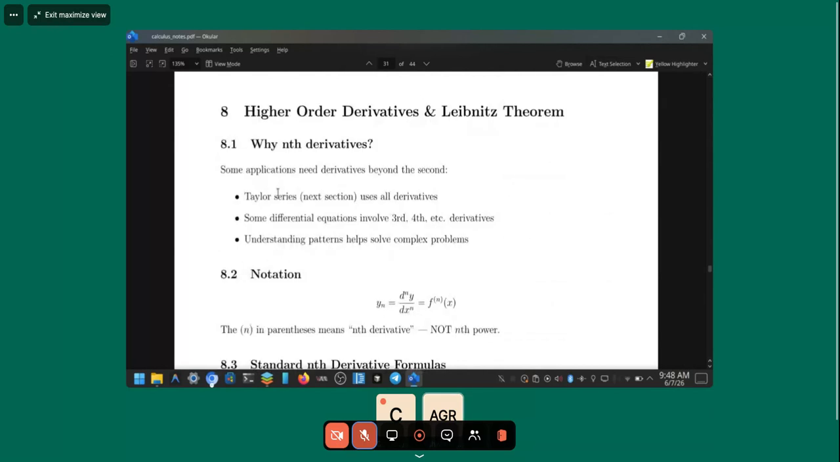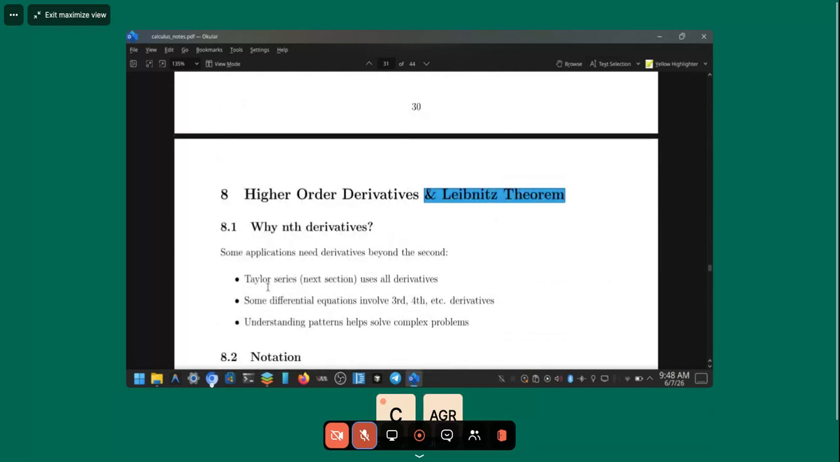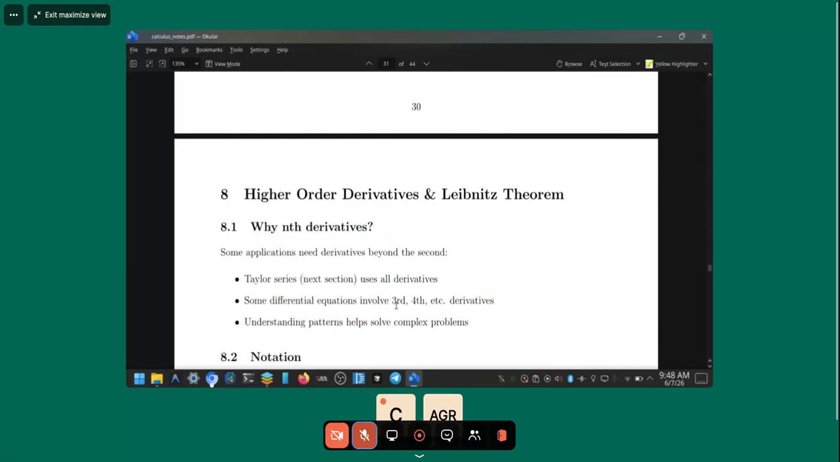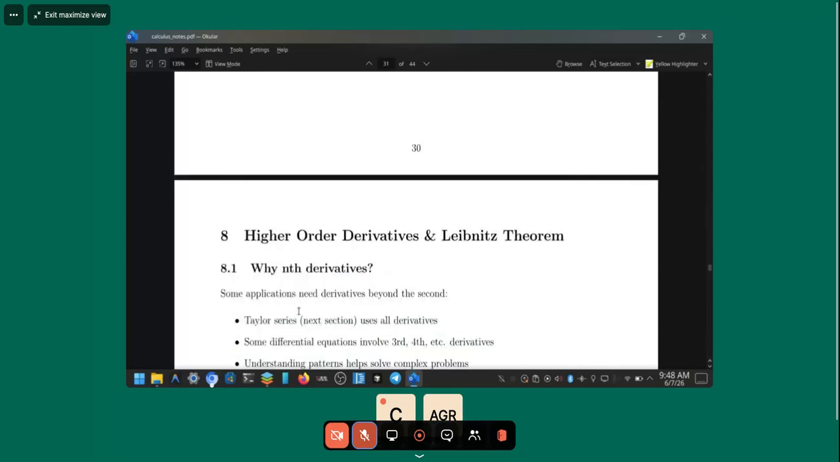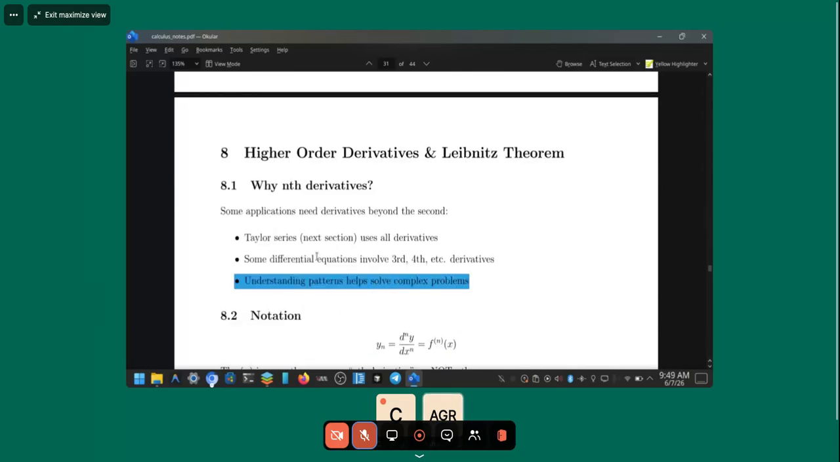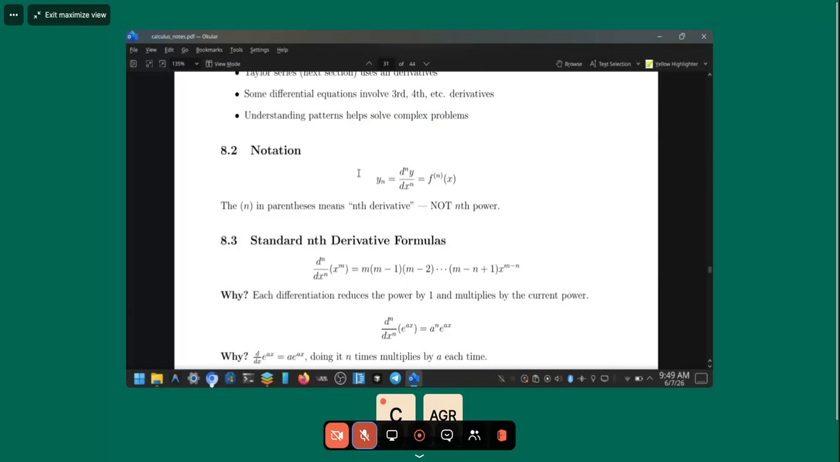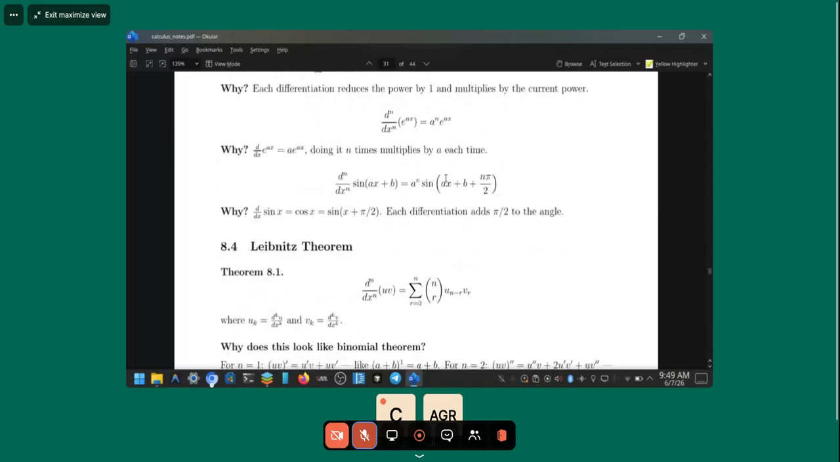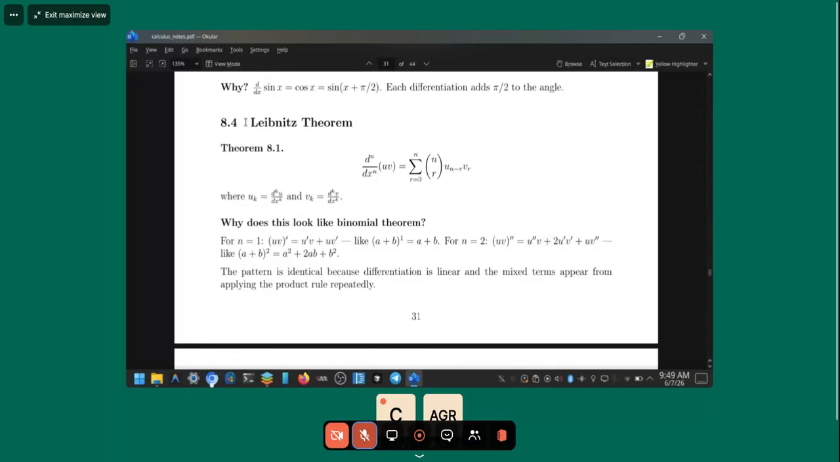Then for higher order derivatives, we use Leibniz's theorem. Then we'll go for Taylor series and some differential equations, third, fourth, fifth order derivatives. Understanding patterns helps solve complex problems. This is the notation generally used. It's a standard derivative formula. There is an example problem, and it's the Lagrange theorem.